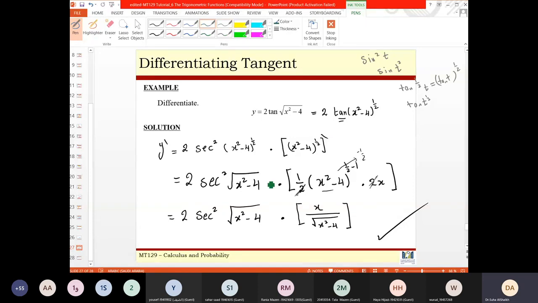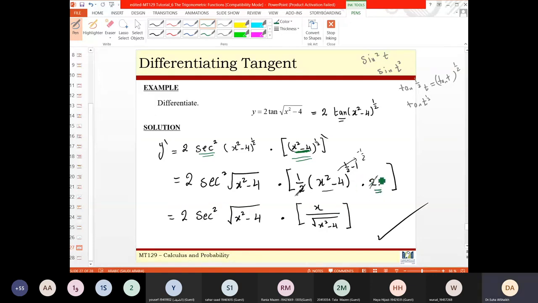Now the last two steps. The derivative of the tan is sec square. Then the derivative of what is inside, which is the derivative of x square minus 4 to the power half. What is inside is cos to the power half, so the derivative of this one is half cos to the power half minus 1. But I have to multiply with the derivative of what is inside, the derivative of x square minus 4, which is 2x.